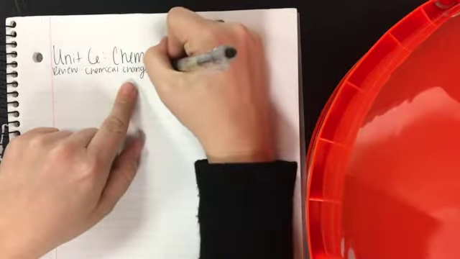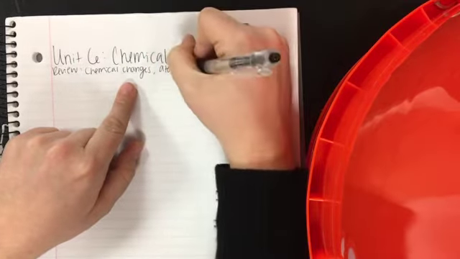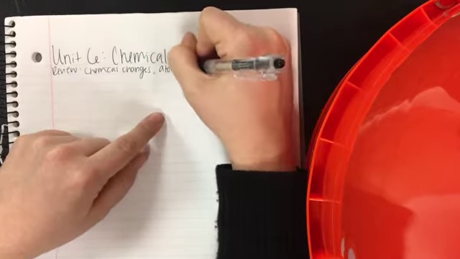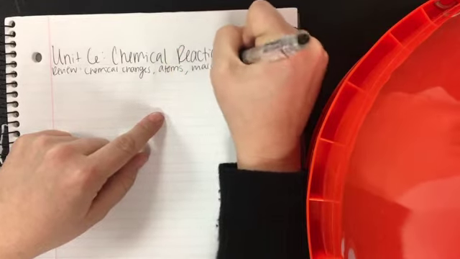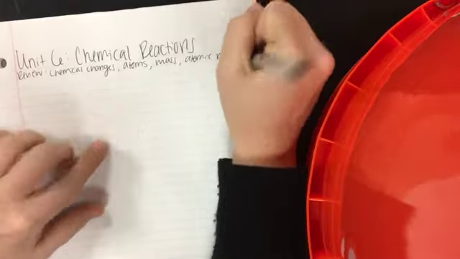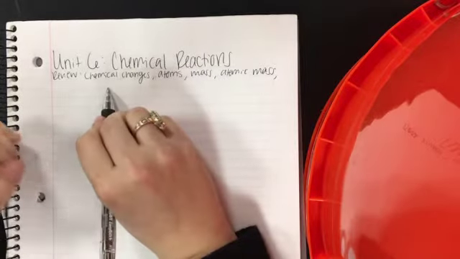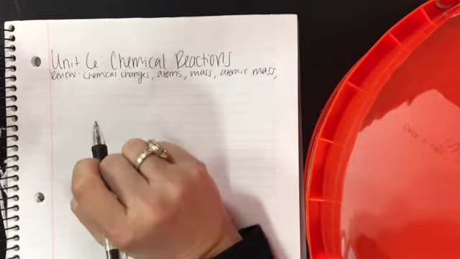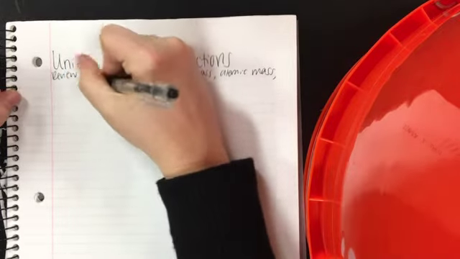Some of the things we need to review, if you need to spark your memory, go look back over your old notes: atoms, mass, atomic mass, and then chemical changes are really, really important. We need to look back over that evidence of chemical change.